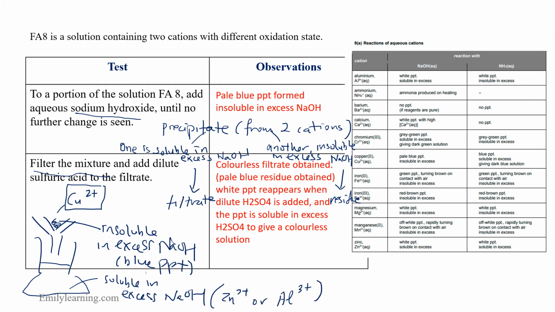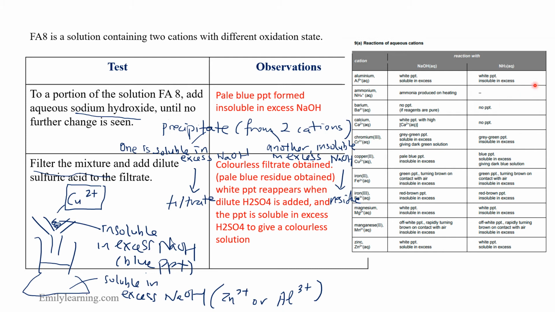Unless I add aqueous NH3 to test, I will not be able to tell whether it's Zn2+ or Al3+. Remember, for aluminium and zinc ions, they will produce a white PPT soluble in excess NaOH. So it's the same when you use NaOH. The only way to distinguish aluminium ions from zinc ions is to add aqueous ammonia.